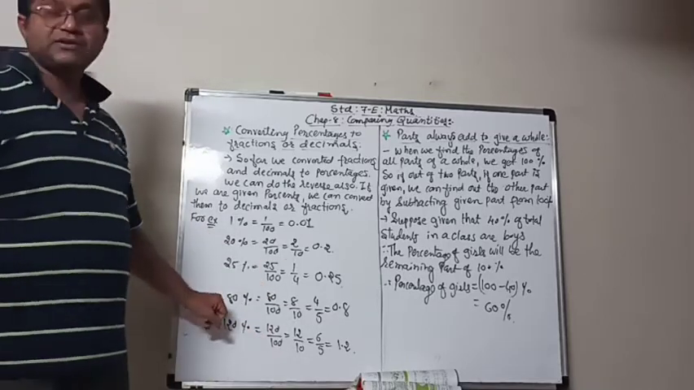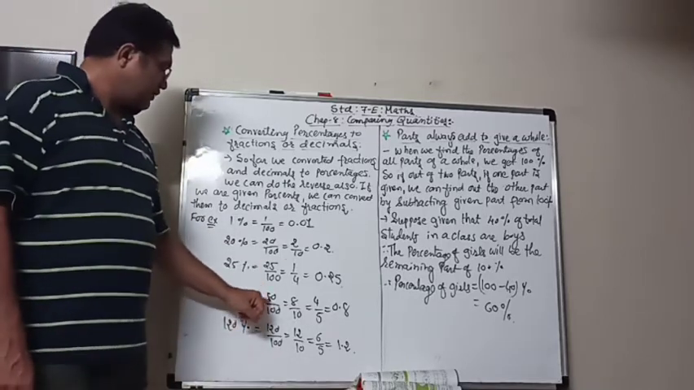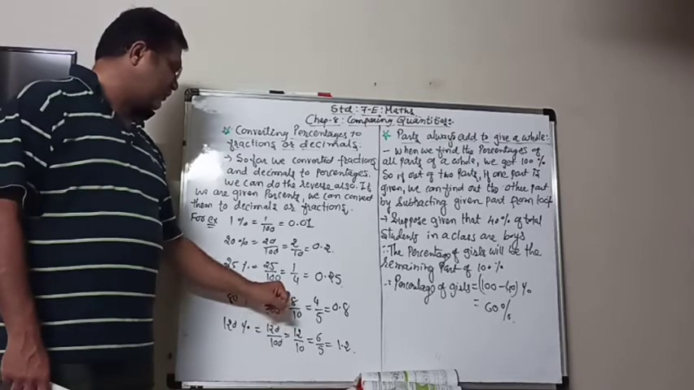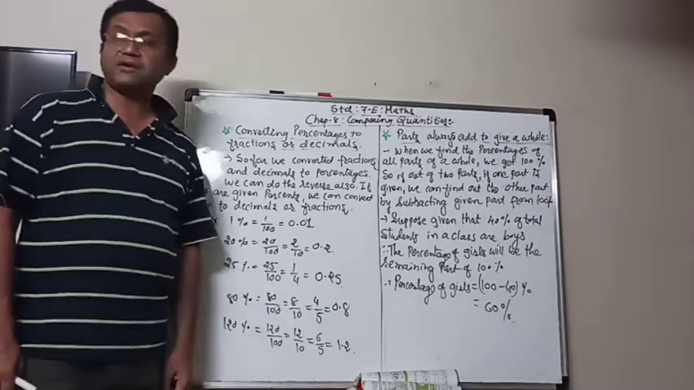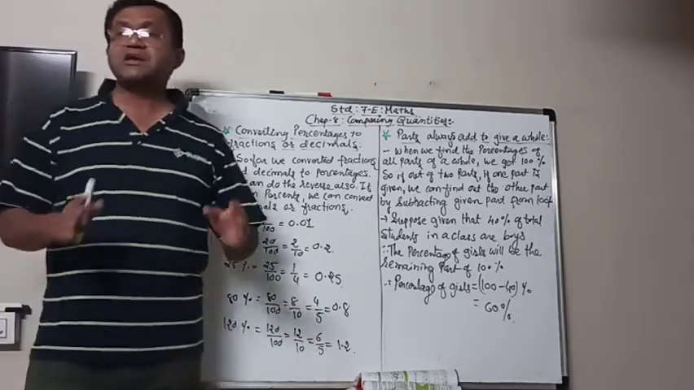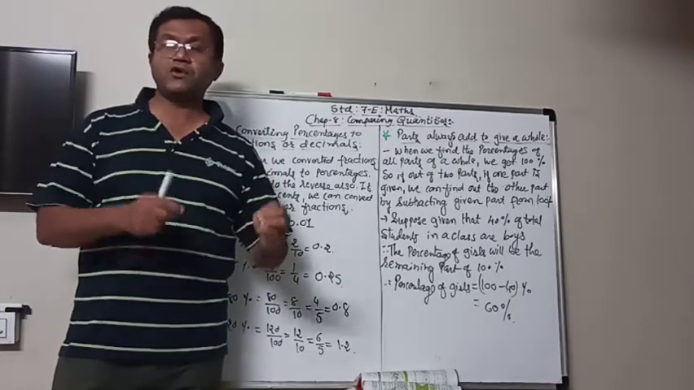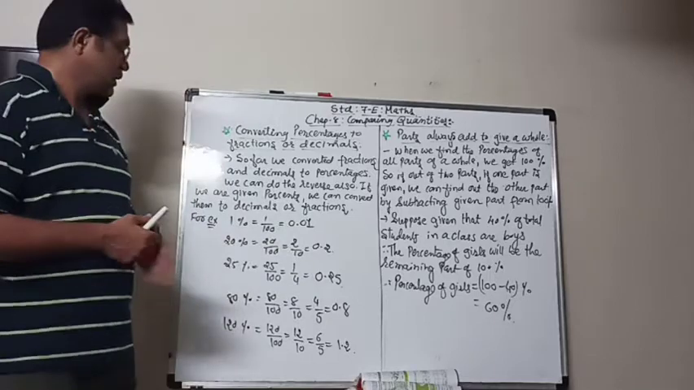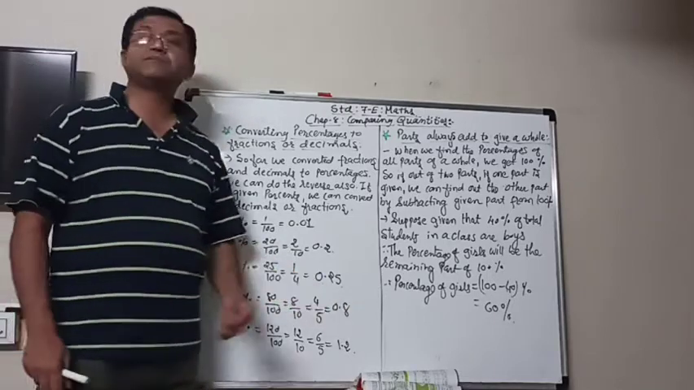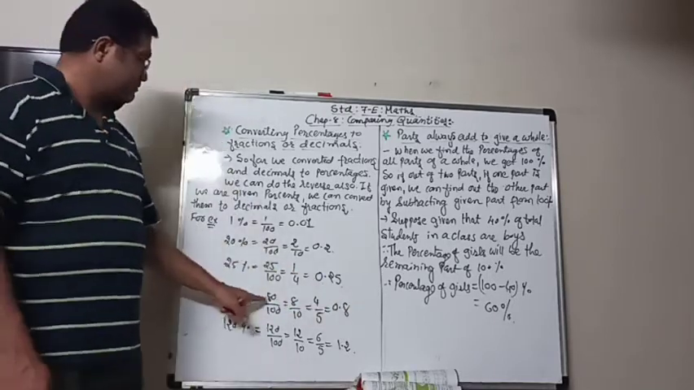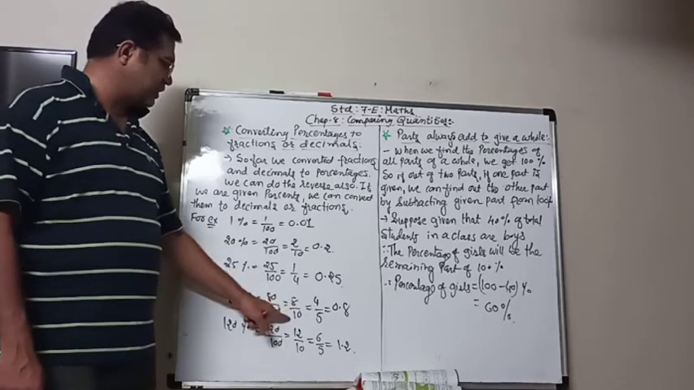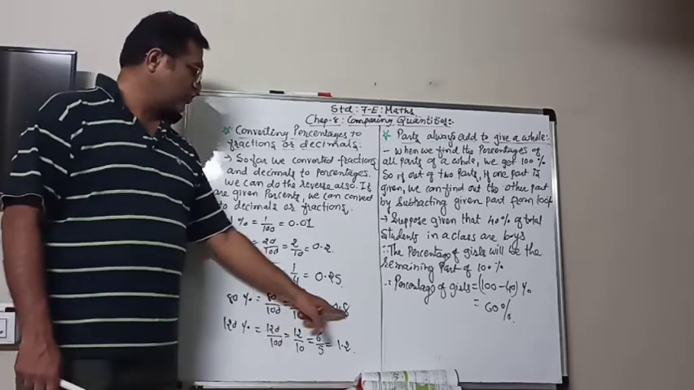Similarly, 80%. So 80 upon 100 or 8 upon 10 or 4 upon 5. The simplest form is 4 upon 5. So the fractional form is 4 upon 5. But if you want the decimal form, then you can see that 8 upon 10 is written as 0.8.